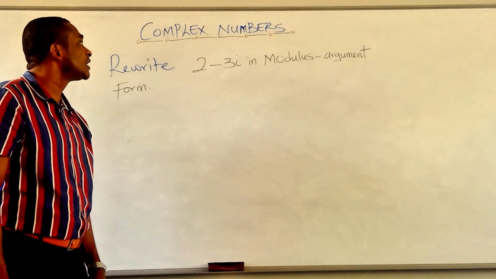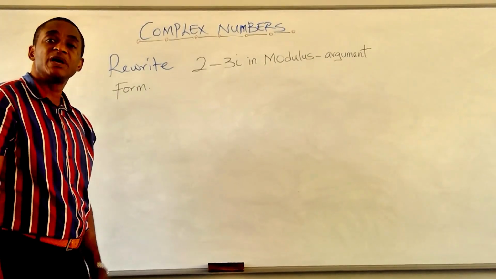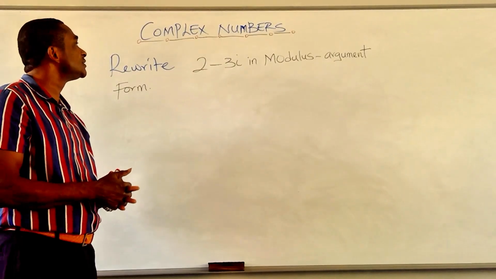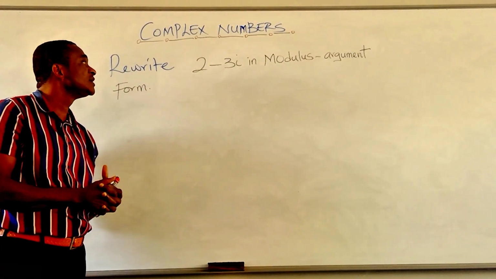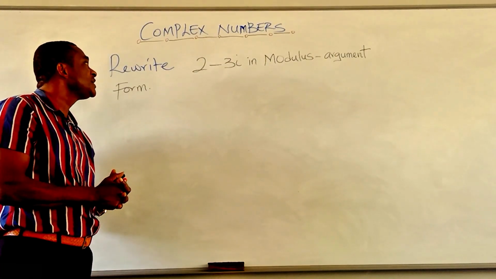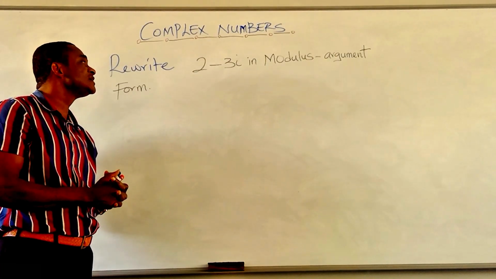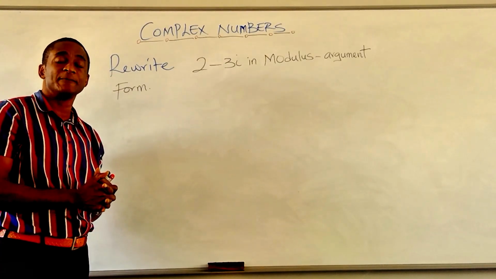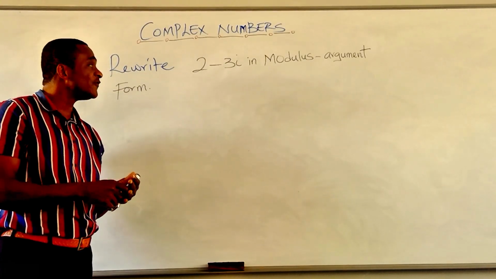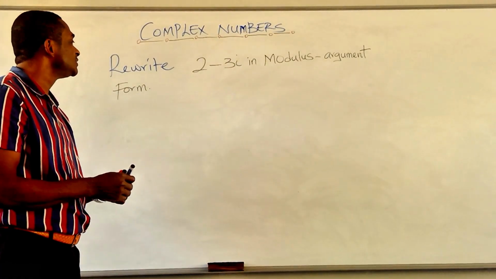Today we are going to look at complex numbers, and this is for studies mathematics, or what we call advanced program mathematics. We have a problem here. We were asked to rewrite 2 minus 3i in modulus argument form. Modulus argument form is a complex number notation.